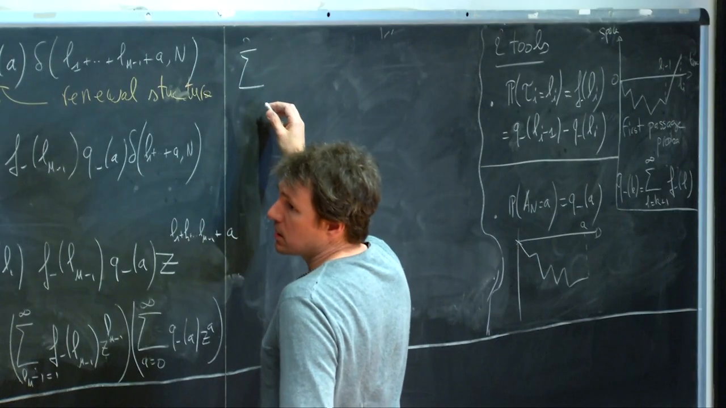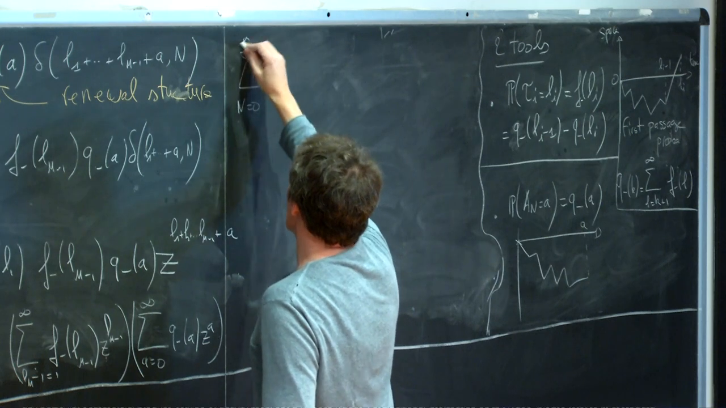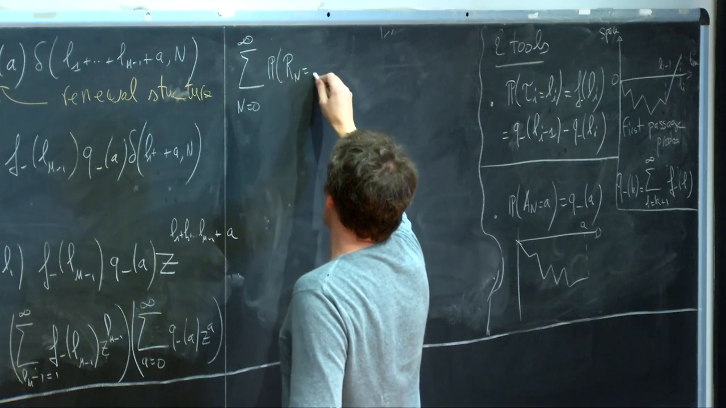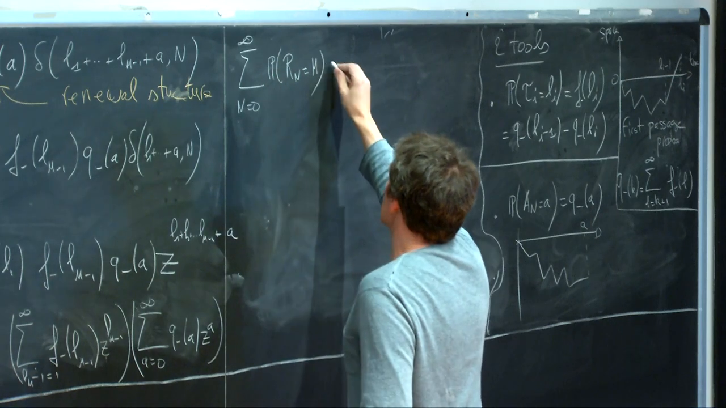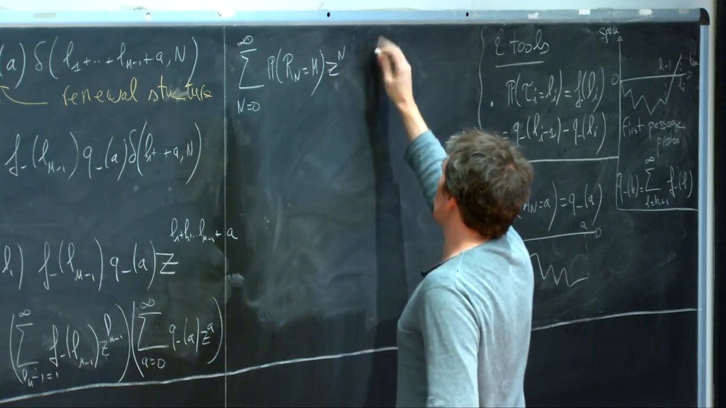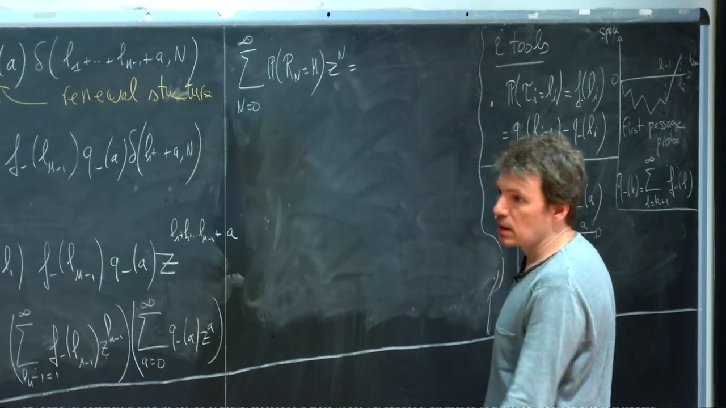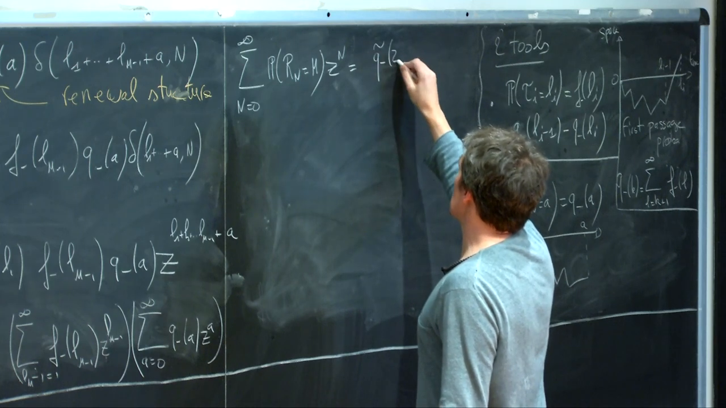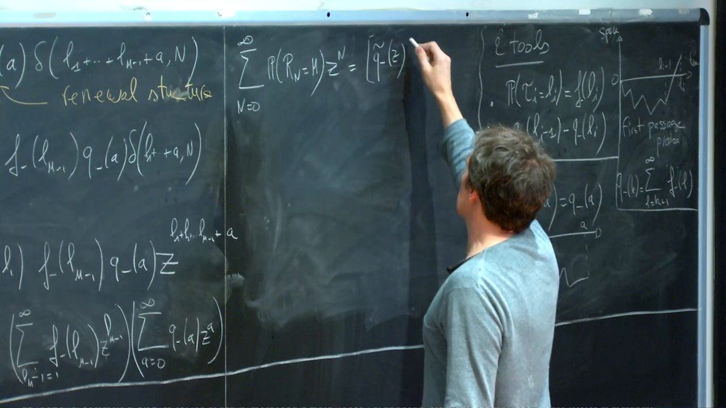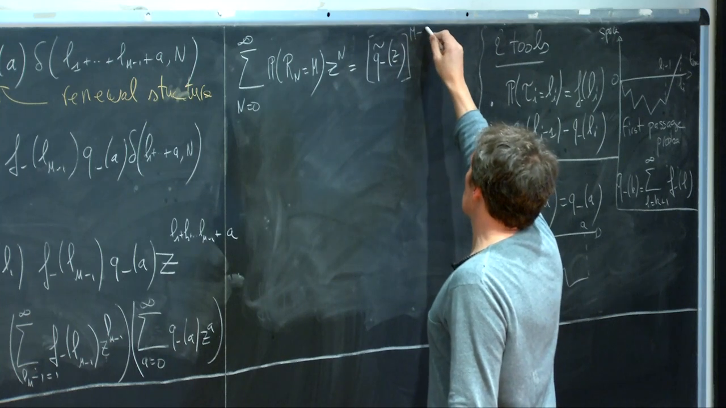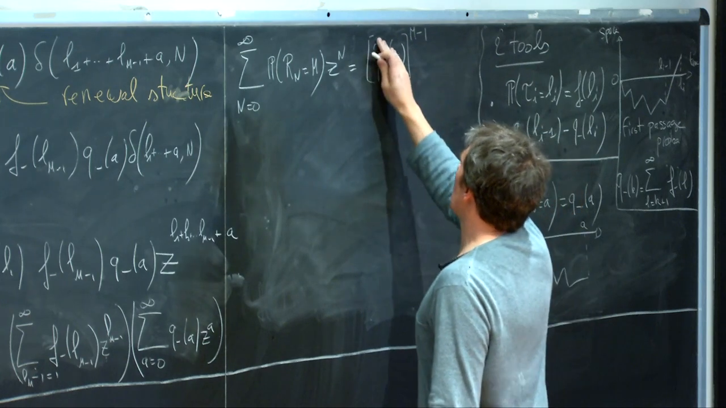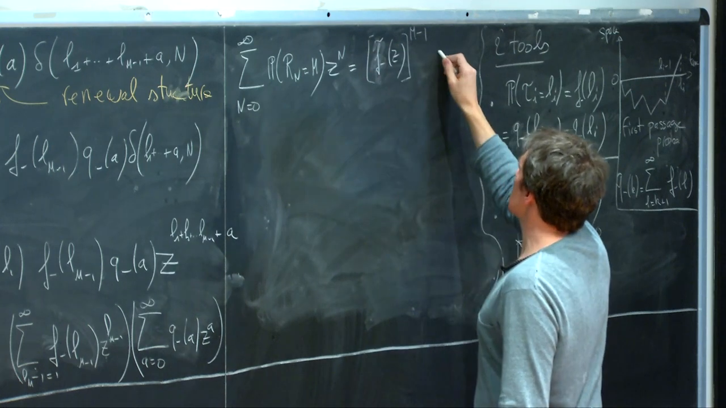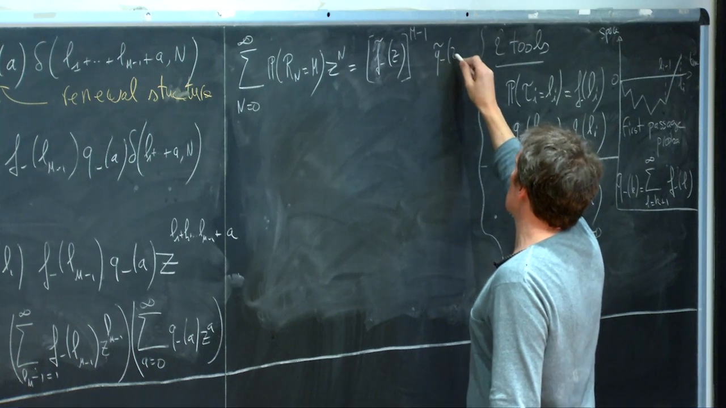Let me write it like this. So we know that the generating function of this probability, z to the n, is what? I'm writing it and I will comment. I will write this guy, q minus z to the power m minus 1, F tilde minus, and here I will have a q minus to the power z.